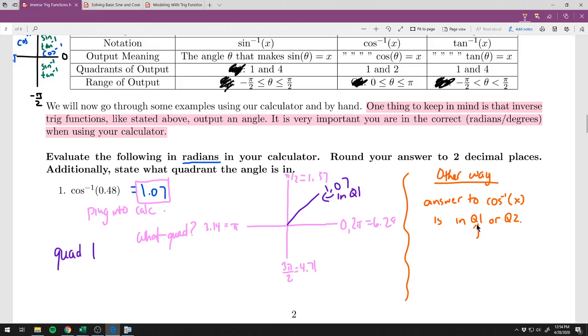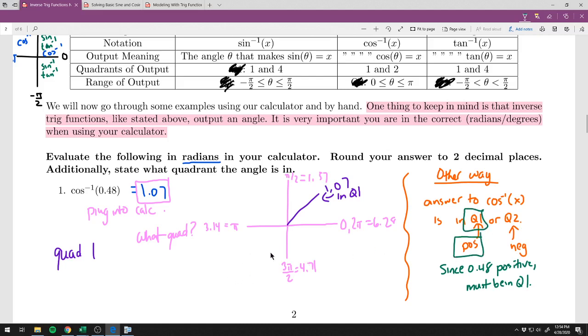And in quadrant 1, cosine is positive. In quadrant 2, cosine is negative. Right? All these quadrants are chosen so that one's positive and one's negative. And what we're asking here is, what angle is cosine equal to 0.48? Since 0.48 is positive, it must be in quadrant 1. Okay, because we're trying to figure out what angle in quadrant 1 or 2 is cosine equal to 0.48. Since it's positive in quadrant 1 and negative in quadrant 2, it has to be quadrant 1.